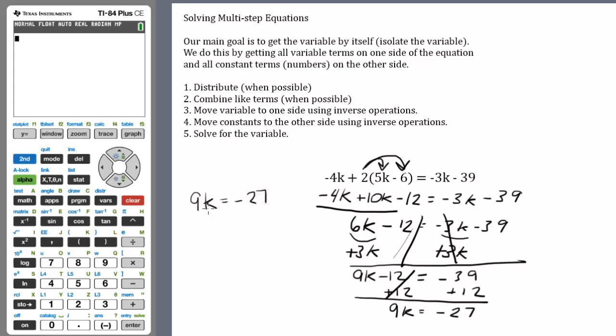I want to get k by itself. This is 9 times k. What's the inverse operation of multiplying by 9? Dividing by 9. You divide this side by 9, you divide this side by 9, and you get k equals negative 3.